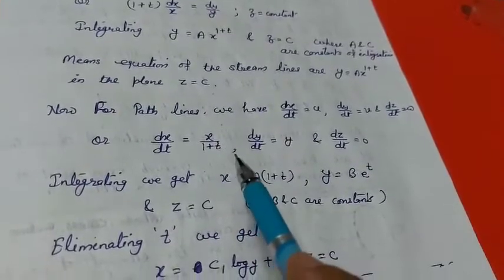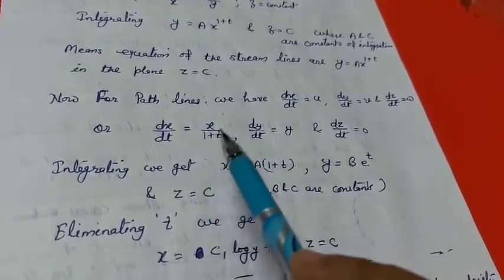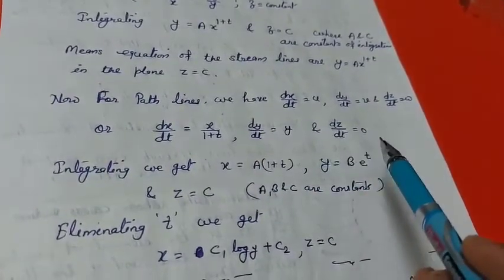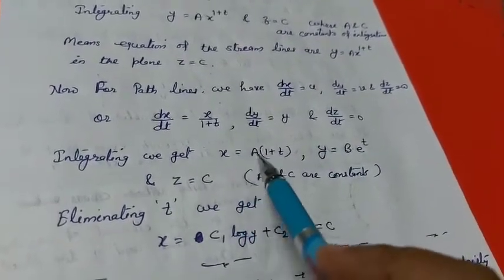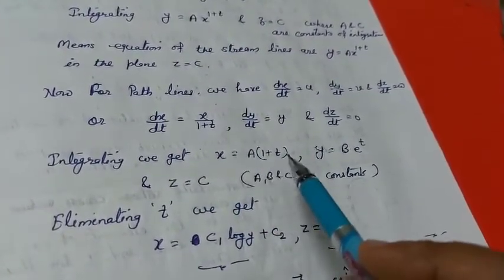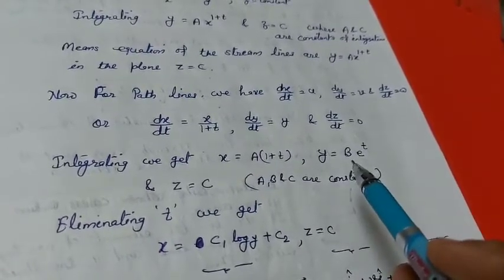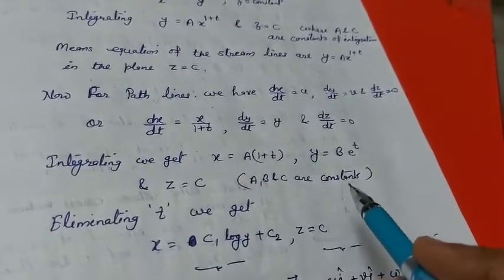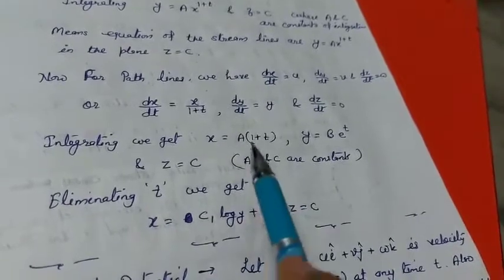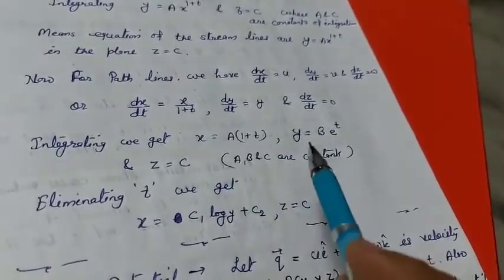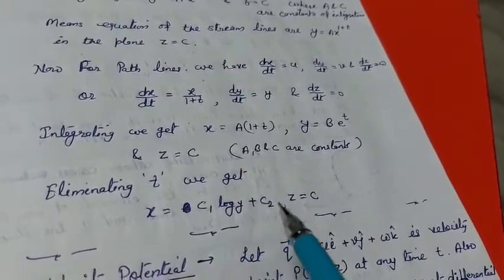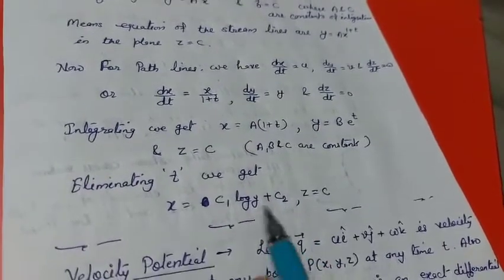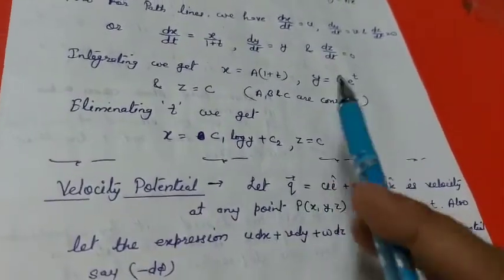Substituting once again the values of u, v, w, we have dx by dt is equal to x upon 1 plus t, dy by dt is equal to y, and dz by dt equal to 0. Now integrating, first we get x equal to a of 1 plus t, second y is equal to b of e raised to t, and third z equal to c. Here A, B, C all are constants of integration. Now eliminating t between x and y, we get x equal to c1 log of y plus c2 and z equal to c. Here c1 and c2 are constants. So these are the results for streamlines and path lines.